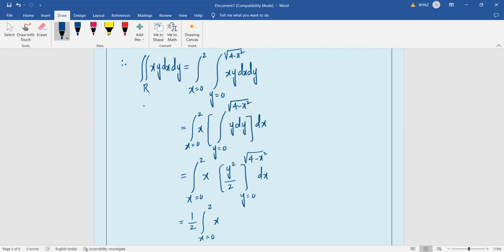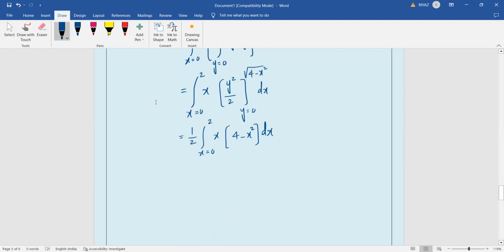This is x. Upper limit minus lower limit, square and root cancel. We are getting 4 minus x square, minus only x square lower limit में तो आपको कुछ भी नहीं मिलेगा, that is 0. Now multiplying with x also. 4 will be taken outside, no, sir? Why? Because we have x also, so we have to multiply. So this is 1 by 2 into.